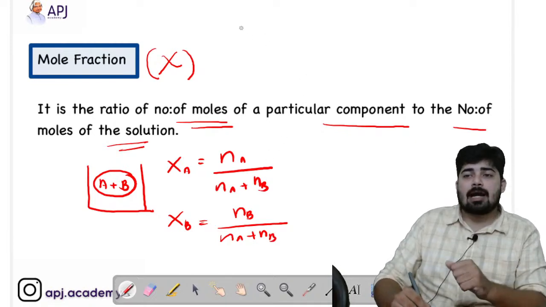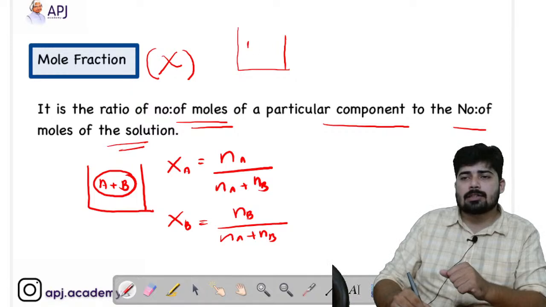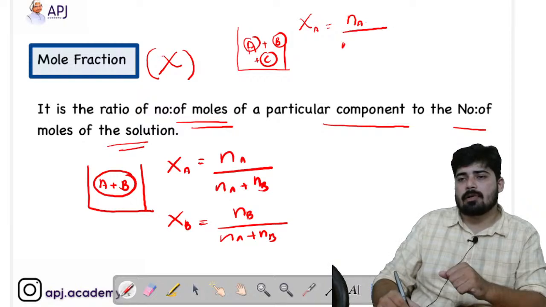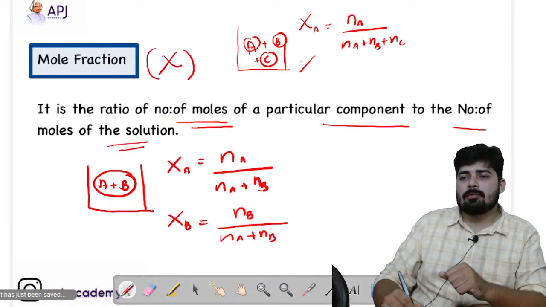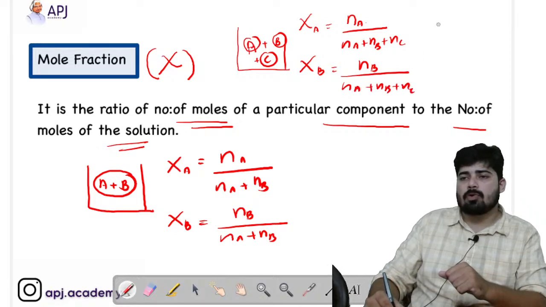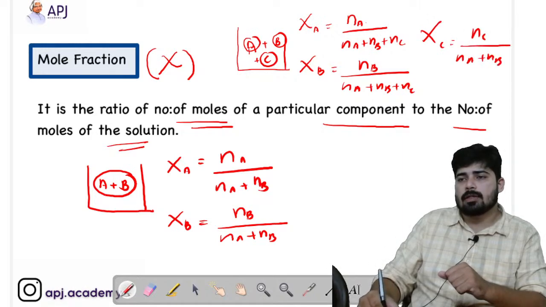Say I am taking a container which consists of 3 components: A, B and C. What is the mole fraction of A? It is equal to the number of moles of A divided by the total moles, Na plus Nb plus Nc. Similarly, the mole fraction of B is equal to Nb by Na plus Nb plus Nc. And the mole fraction of C is equal to Nc by Na plus Nb plus Nc.